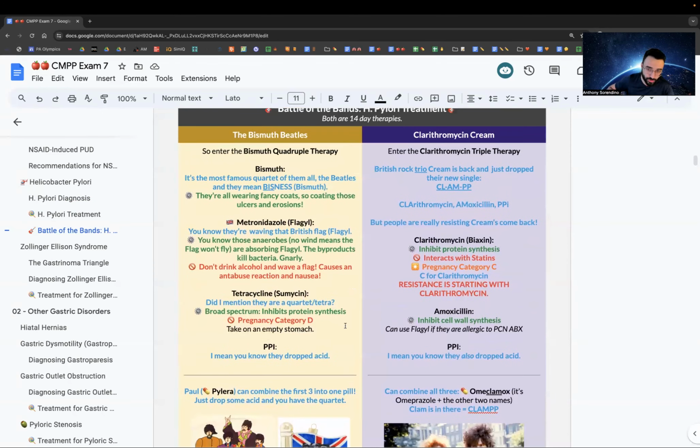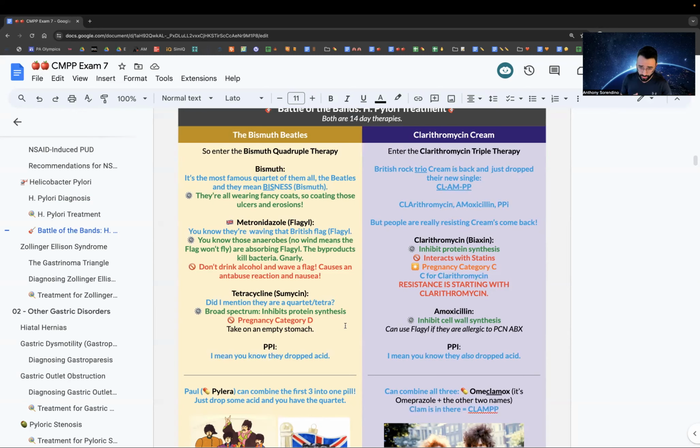This stands for CL, clarithromycin, AM, amoxicillin, and PP, a PPI. Okay, so it's the triple therapy. Clarithromycin, also known as Biaxin, inhibits protein synthesis. It has a pretty gnarly interaction with statins, so you want to be careful there. It's pregnancy category C, so not great, but if you had to choose between both sides, you'd probably go with this one. You can also think of C for clarithromycin to help you remember it's category C.